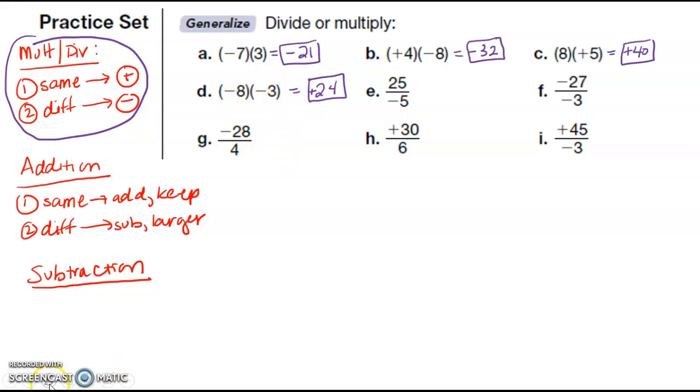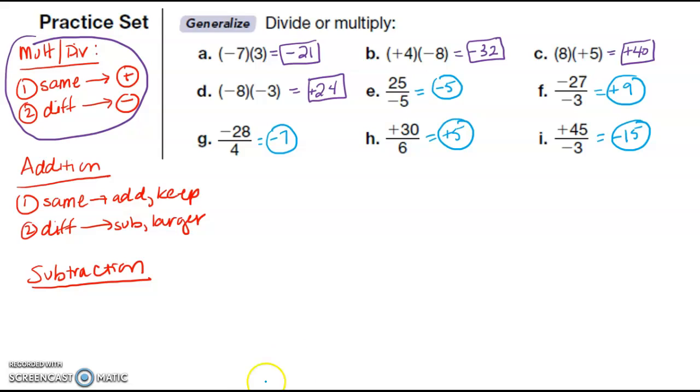Okay, let's do some division. So here I have a +25 divided by a -5. That's different signs, so my answer is going to be -5. Here I have a -27 divided by a -3. That gives me a +9. Here I have a -28 divided by a +4, -7. Positive divided by a positive. Positive divided by a negative. 15. Okay, hopefully that makes sense.